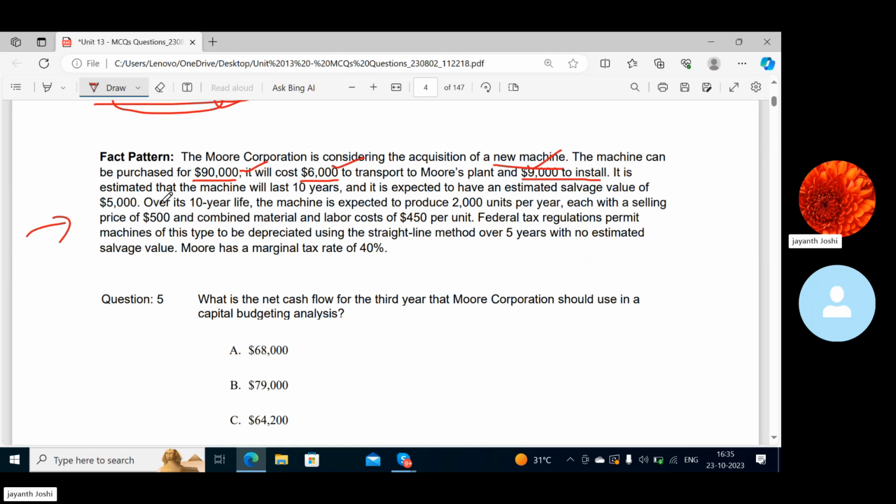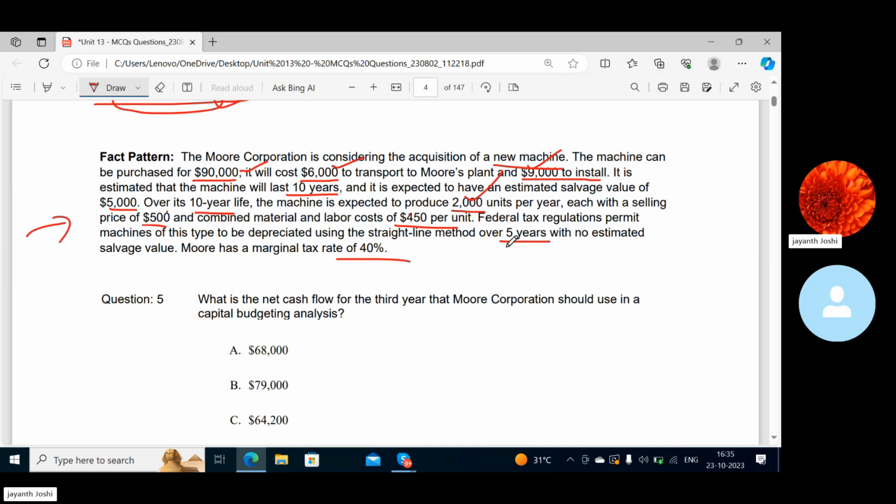And it is estimated the machine will last 10 years, with an estimated salvage value of 5,000 over its 10-year life. The machine is expected to produce 2,000 units per year, each with a selling price of $500 and a combined metal and labor cost of this much. So this and this will give you revenue and labor cost, so you can find out the cash flows every year, right? And the tax rate is 40%, and the straight line method is used, with 5 years for depreciation.